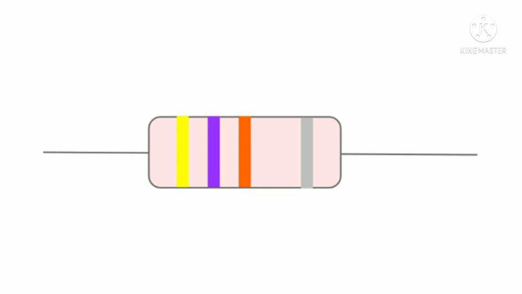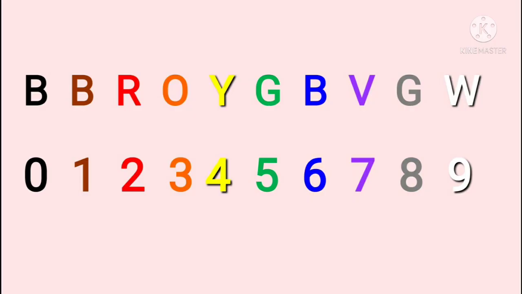Now to find the resistance, you have to know the color coding. Here black means 0, brown means 1, red means 2, orange means 3, yellow means 4, green means 5, blue means 6, violet means 7, grey means 8, and white means 9.